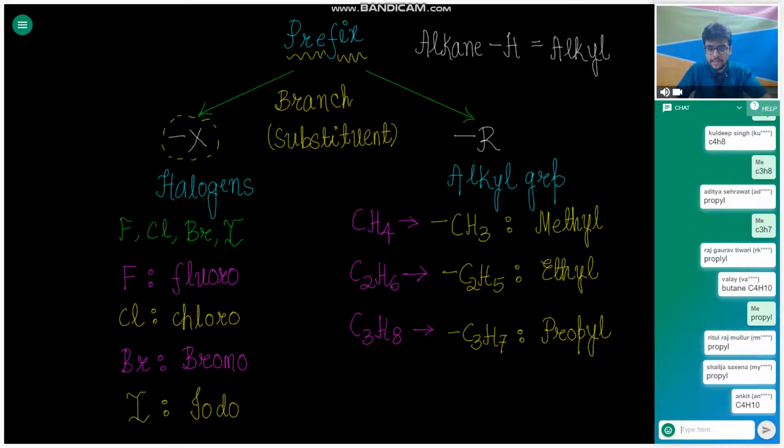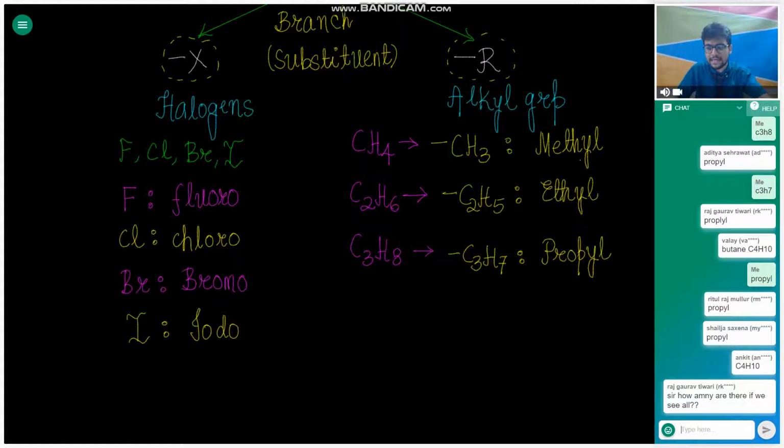These are the only two types of prefixes that you are probably going to encounter. Halogens, simple: fluoro, chloro, bromo, iodo. Alkyl group: how do you get an alkyl group? If you remove a hydrogen from an alkane, you get the alkyl group. How to name the alkyl group? Just add "-yl" at the end.